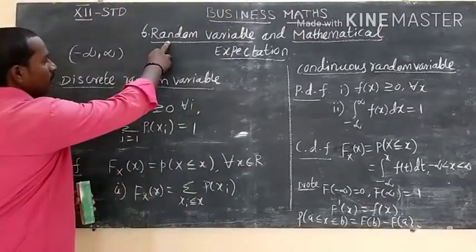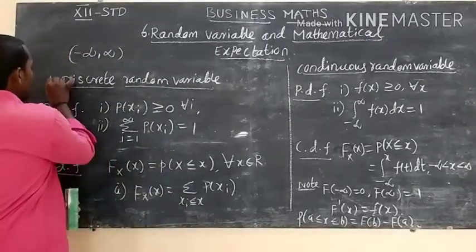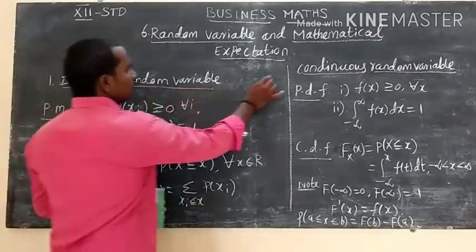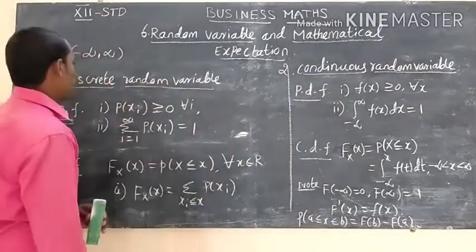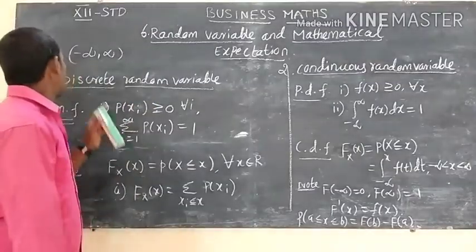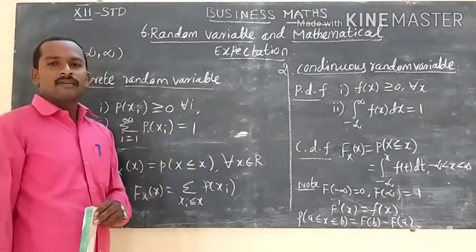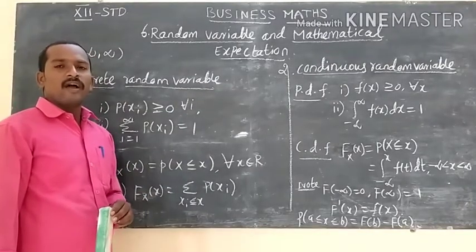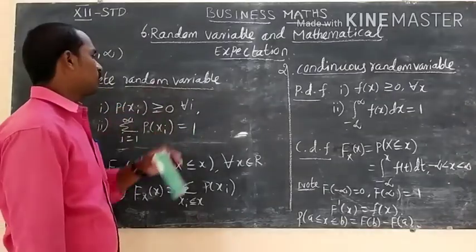The random variable is classified into two types. The first one is the discrete random variable. The second is the continuous random variable. The definition of a discrete random variable is: a random variable which can assume a finite number of possible values is called a discrete random variable.